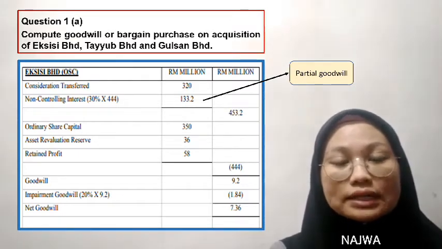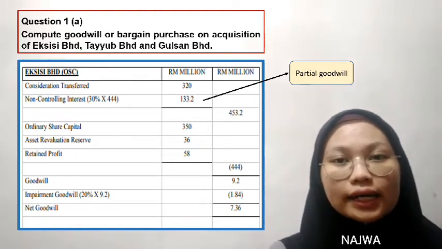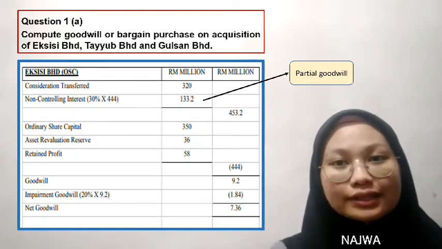The impairment of goodwill is 20%. So the impairment is 1.84 million. The net goodwill is 7.36.